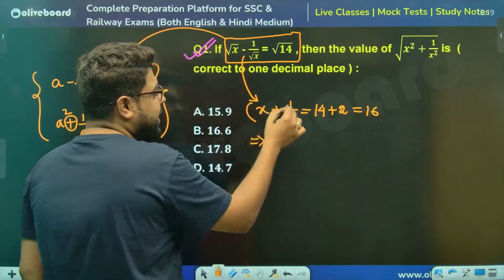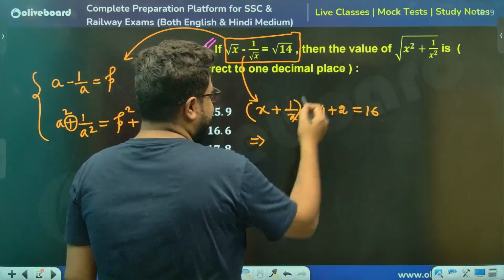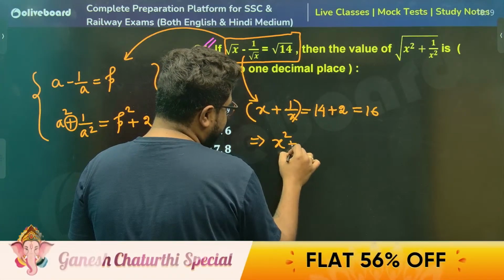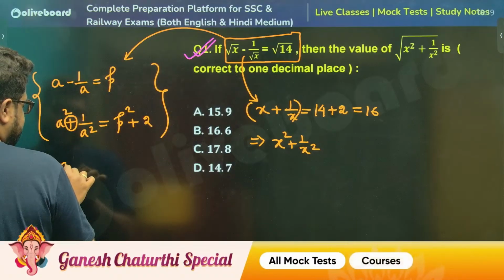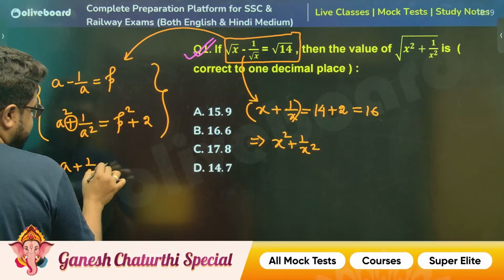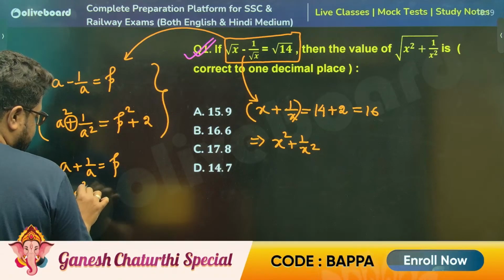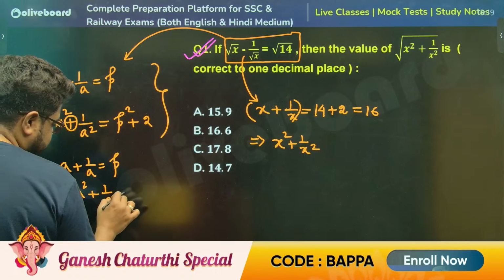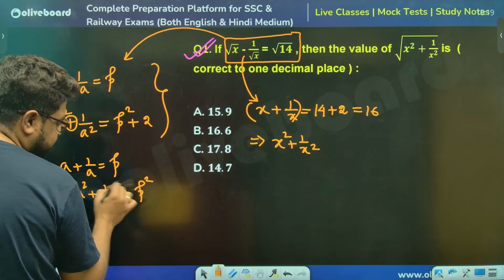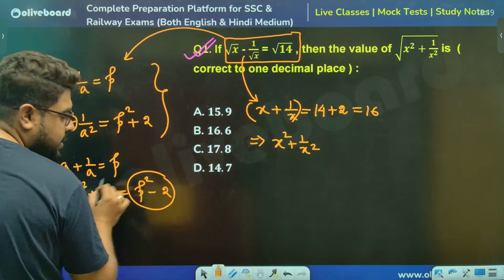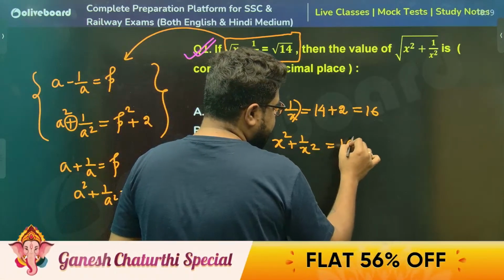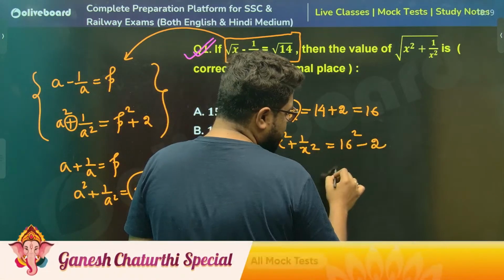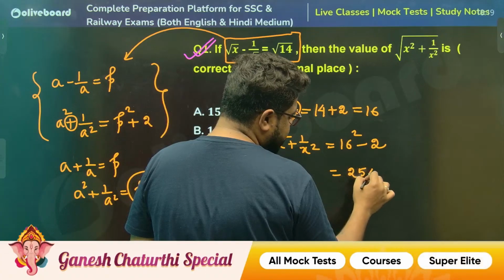So x plus 1 by x is 16. So x square plus 1 by x square. Now again, sir, what about this? Again, if a plus 1 by a is given as p, for the beginners, then a square plus 1 by a square is p square, minus 2. If it is plus, then it will be minus, just the opposite sign. So it will be 16 square minus 2, so that is 254.